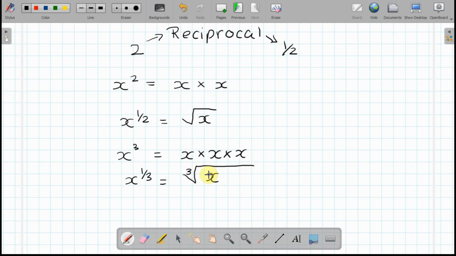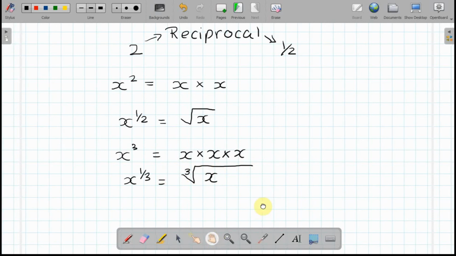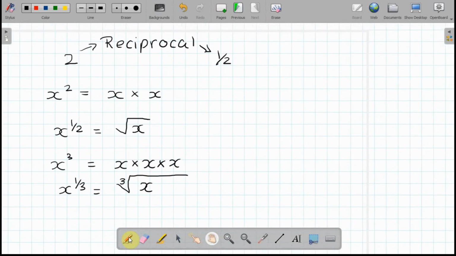Okay, so that's the basics of how this works, and let's look at certain examples of how this would work. So if I had 16 to the power of half, that is going to be the square root of 16, which has two potential answers, 4 or minus 4.